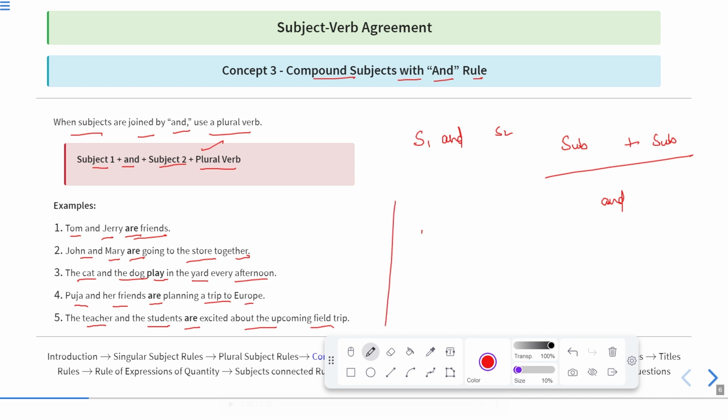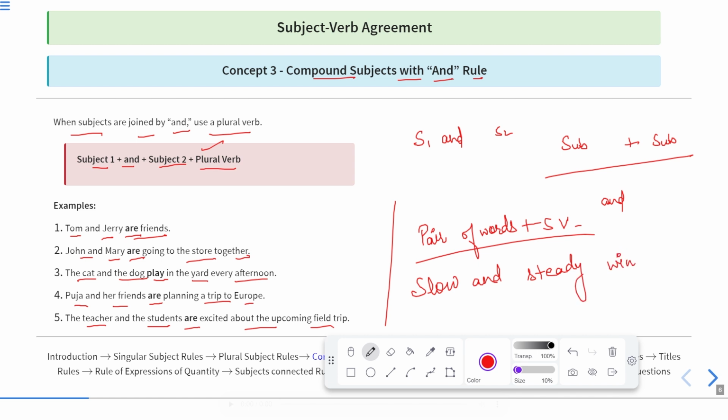Now, you must have heard about pairs of words. If there is a concept of a pair of words, we can use a singular verb with it. For example, if I say "slow and steady wins the race." Okay, slow and steady wins the race.